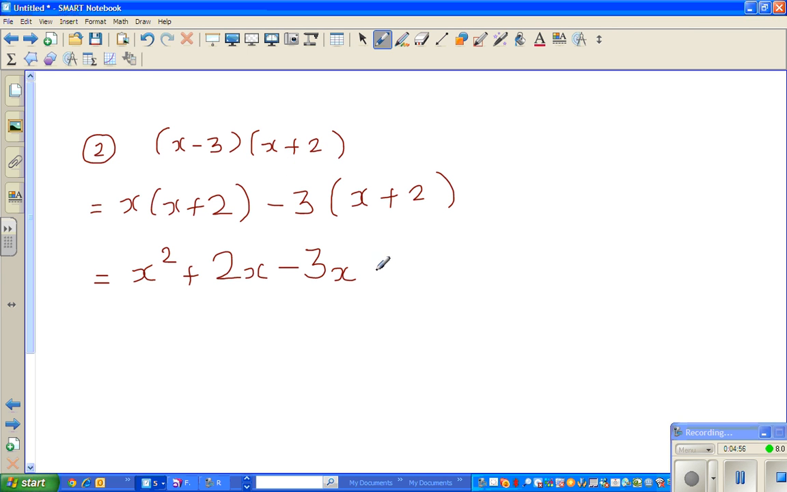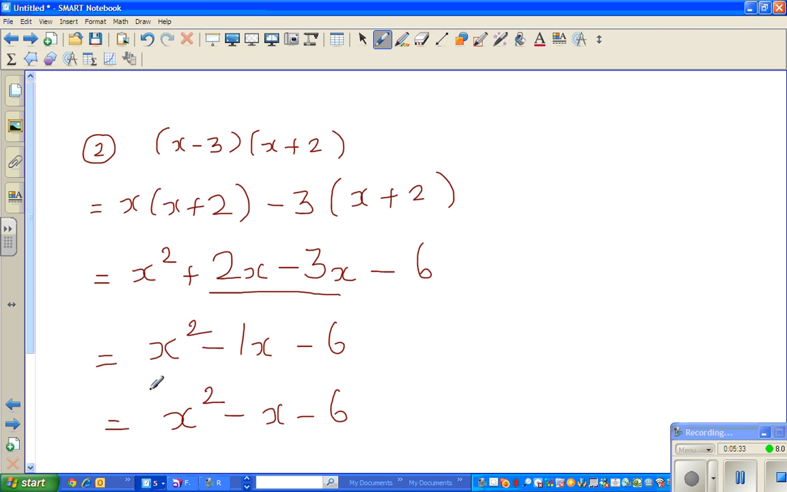Okay. So this is where many of you will end up writing plus 6. Okay. You write minus 3x, this is wrong, okay? I intentionally made that mistake just to show you that this should be minus 6 because you're multiplying with minus 3. Now, this and this are like terms, so this is x squared, 2 lots of x, take away 3 lots of x, that is minus 1 lots of x. You may not write the 1 there, so this is the answer. This is fine. This is the second question's answer.